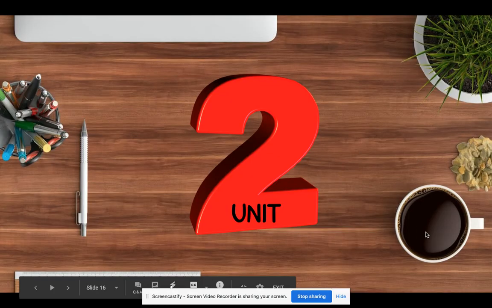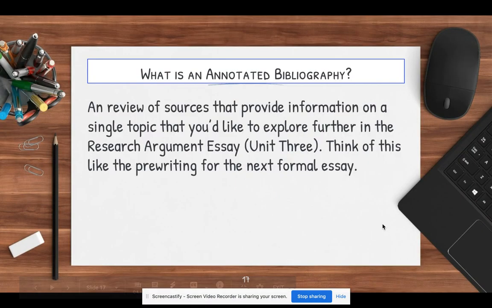We've entered Unit 2, and the focus of this unit is the Annotated Bibliography, which you may have heard of before, but we need to think about this as a stepping stone for the final larger project, which is a research essay. So what is an annotated bibliography? In case you are not aware, it is a review of sources that provide information on a single topic that you want to explore further.